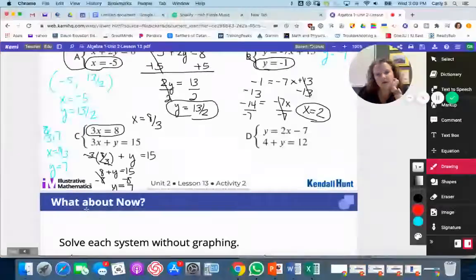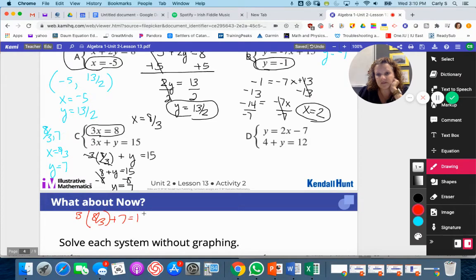Okay, I'm going to check my work by putting 8/3 and 7 into the equation. 3 times 8/3 plus 7 equals 15. Okay, those cancel. 8 plus 7 does in fact equal 15, so it checks out.